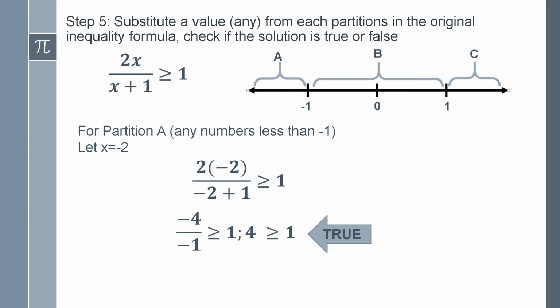And then let's substitute any numbers from part A, wherein nakapaloob sa part A yung any numbers that are less than negative 1. So, pwede naman kahit anong numbers basta less than sa negative 1. So, ang pinili ko, negative 2, para one step lang yung difference nila. Then, we substitute it to the original formula, 2 times negative 2 over negative 2 plus 1 greater than or equal to 1. So, the resulting solution will be negative 4 over negative 1 or positive 4. Is the solution true? Yes, it is true because 4 is greater than 1.